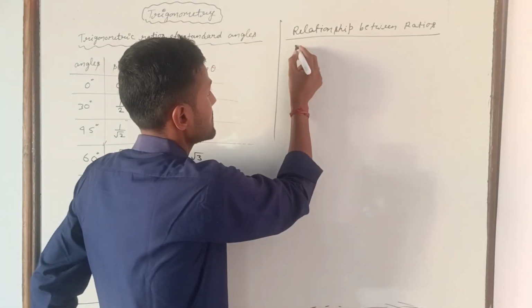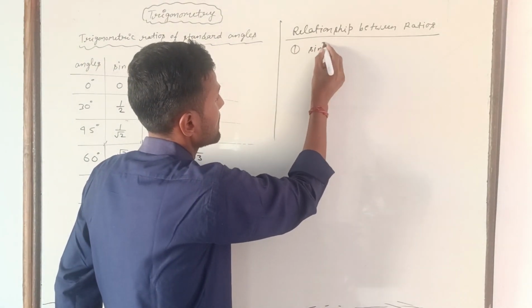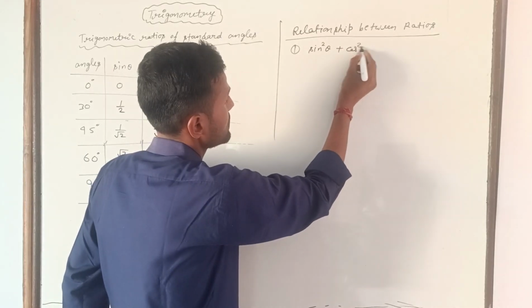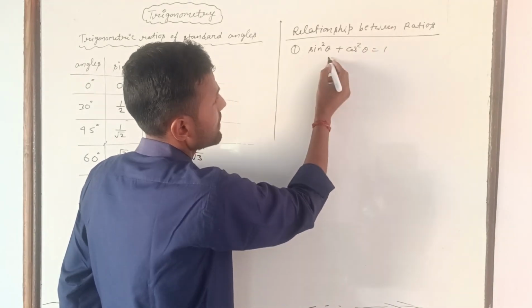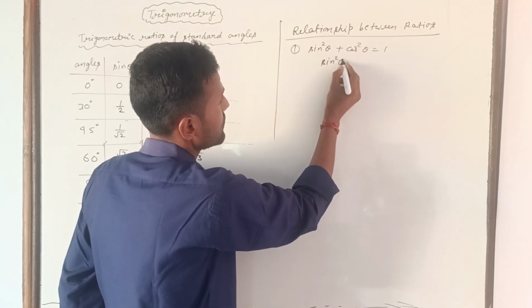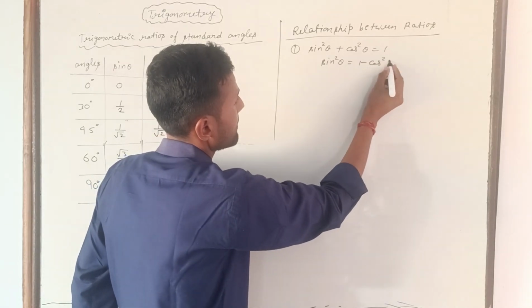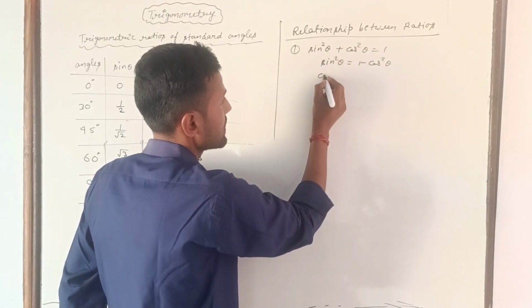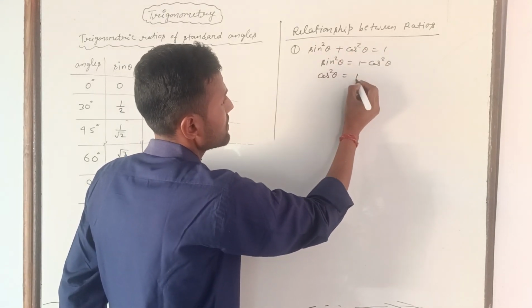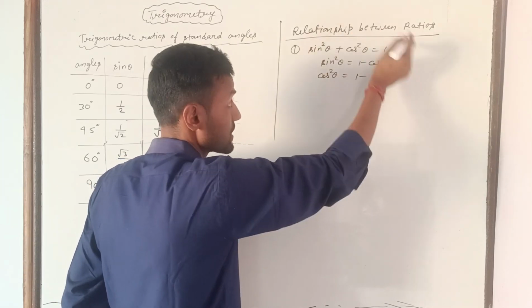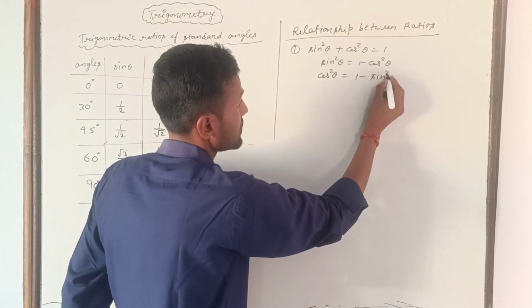First is sin square theta plus cos square theta is equal to 1, and we can write sin square theta is equal to 1 minus cos square theta. If we want to write cos square theta, it will be 1 minus sin square theta.